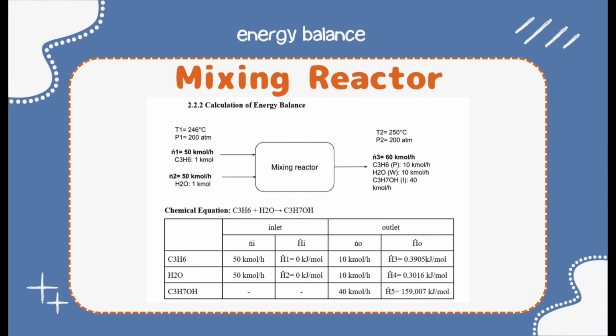Now, moving on to the calculation of energy balance, the pressure is set to 200 atm inside the mixing reactor to liquefy the propylene gas. The reaction takes place in a liquid phase for propylene and water. The temperature inside the mixing reactor is set to 250 Celsius degree and the temperature at the feed is 246 Celsius degree.